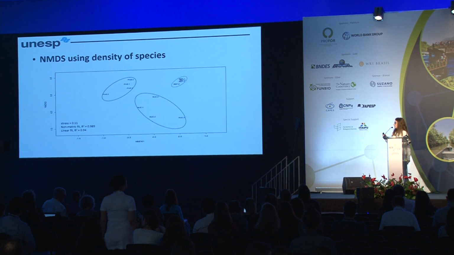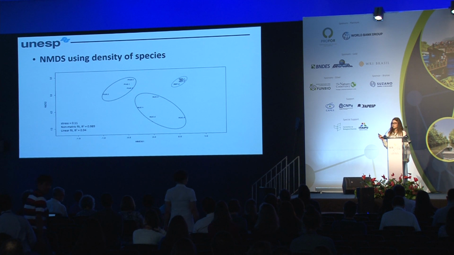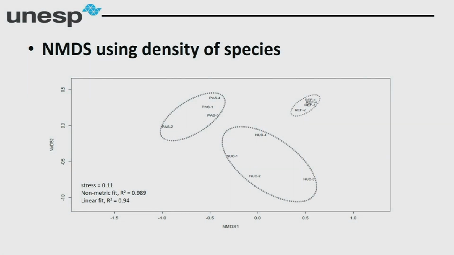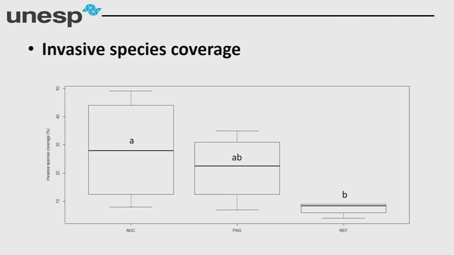Looking at this MDS using density of species, we could see the formation of 3 groups regarding the plots. So each treatment formed a different group. However, reforestation plots were closer together. Looking at invasive species coverage, we could see that nucleation had the highest invasive species coverage and reforestation the lowest.